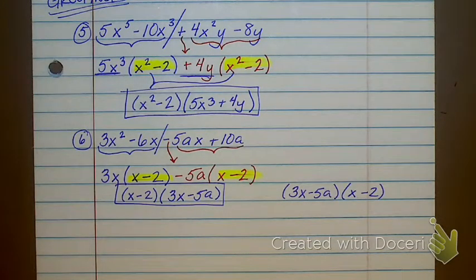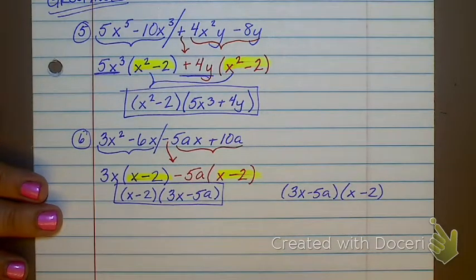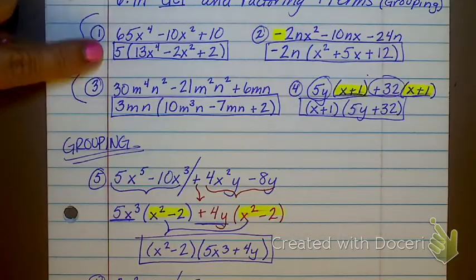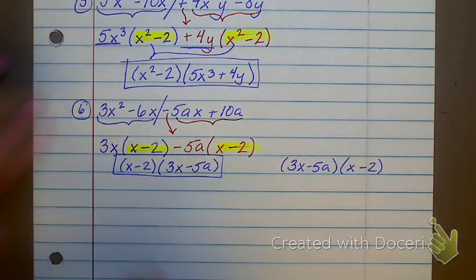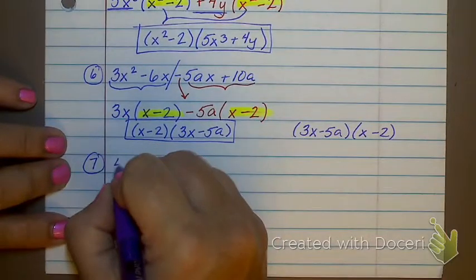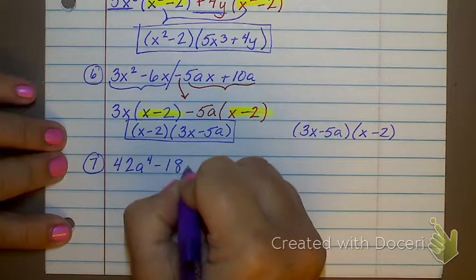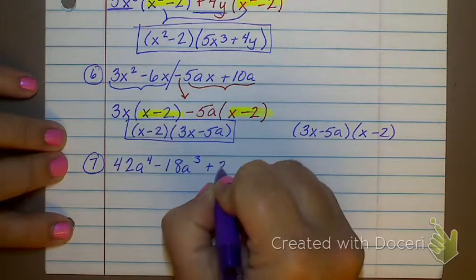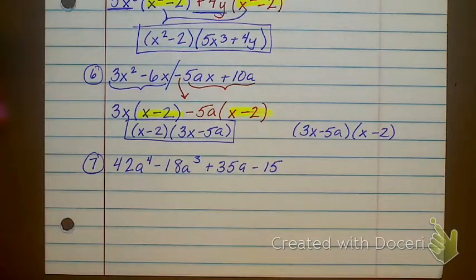Okay? Now, if I had a GCF that I could have taken out first, where does that go in my answer? Well, just like up here, it comes in front of the parentheses. If I had a GCF, it would just come in front of the parentheses. Okay? All right, last example we're going to do. 42a to the fourth minus 18a to the third plus 35a minus 15. Why don't you take a minute, see if they have anything in common first, and then move on to the grouping step.